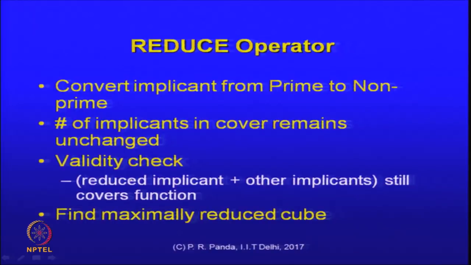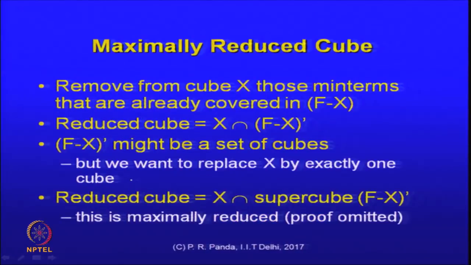Here the validity check is the other way around. We have to ensure that as a result of the reduction, what condition still holds: the onset points are all still covered as a result of the reduction. Right. So, I want to find a maximally reduced cube. Here too I need some heuristics, but let us define this maximally reduced cube first.